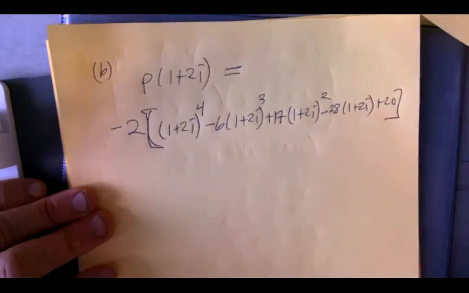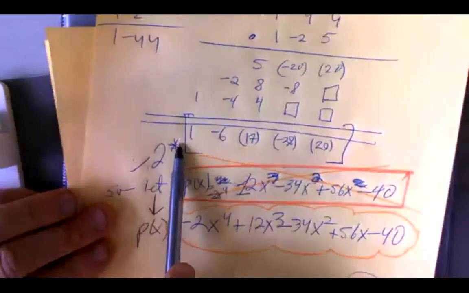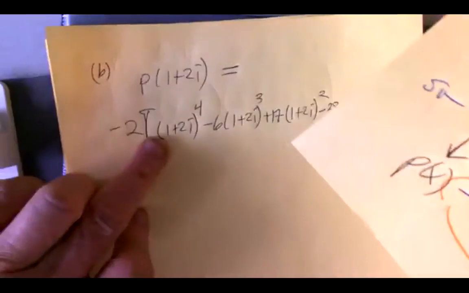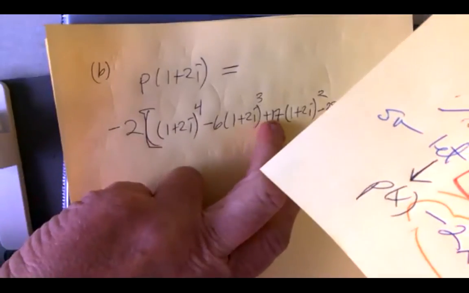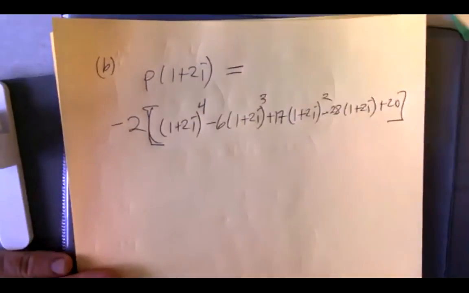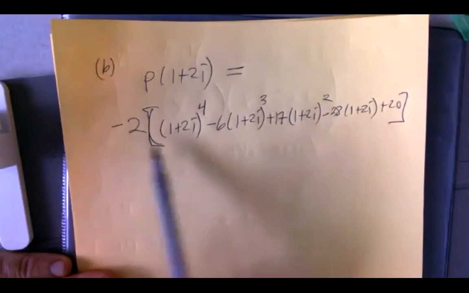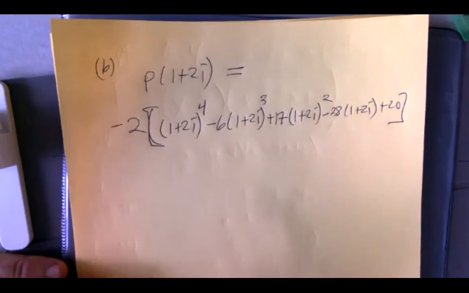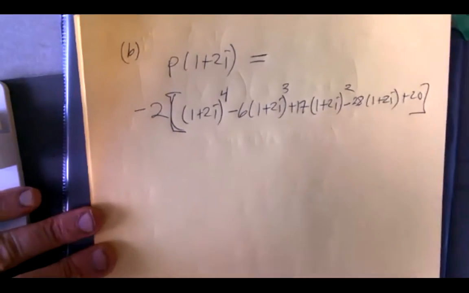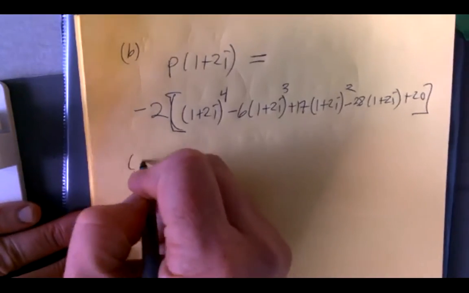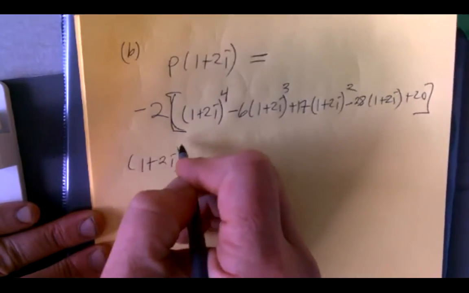So let me make sure I did that right. I'm kind of looking more at these coefficients: 1, negative 6, 17, negative 28, 20. So if I get 0 for all this, negative 2 times 0 is 0. So now what I'm going to do, this is the painful part. I got to expand these.